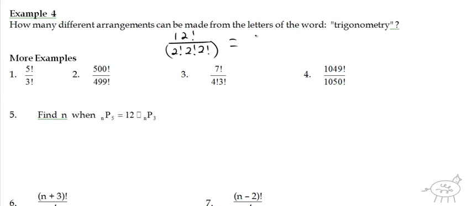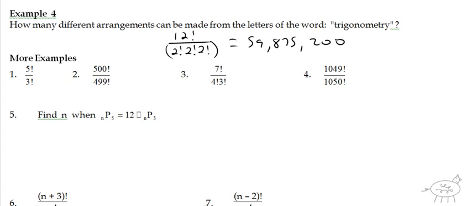And I type that in my calculator, I get 59,875,200. Oh wow, that's a big number. It's the exact amount that I have in my checking account at the current moment. Or is that negative? I can't remember. Anyway, that is how you figure out how many ways you can arrange that.